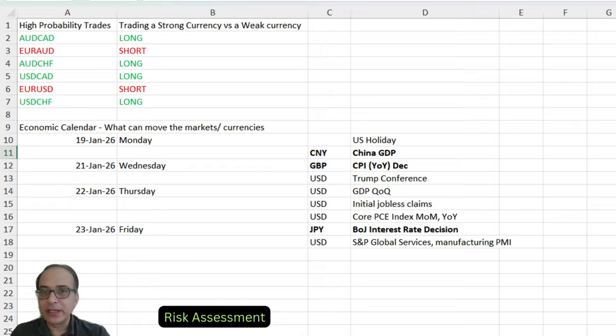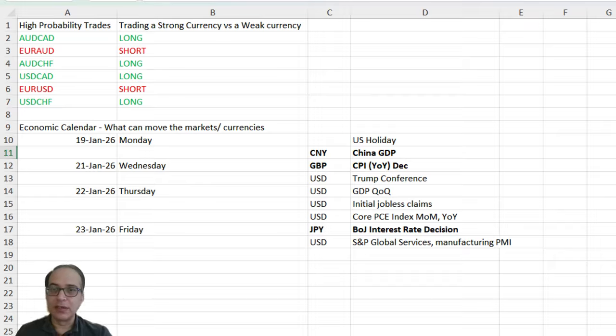And then on Wednesday and Thursday, there's a bunch of news that's coming in from the United States that will move the US dollar. We get into Friday, there's the Bank of Japan interest rate decision, which is going to decide the next course of direction for the Japanese yen. And of course, we'll be finishing off with the manufacturing PMI for the US, and that'll move the US dollar.